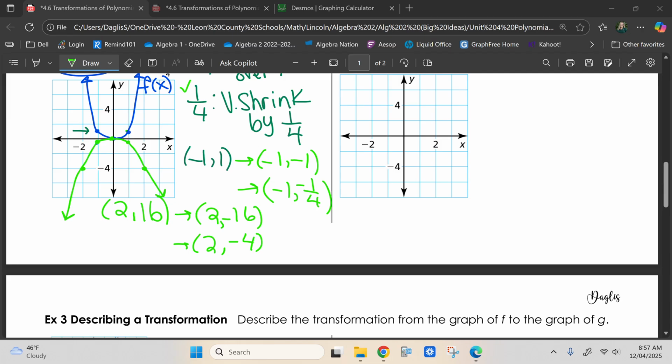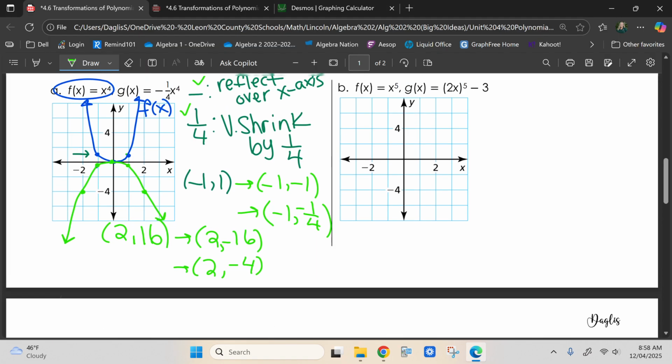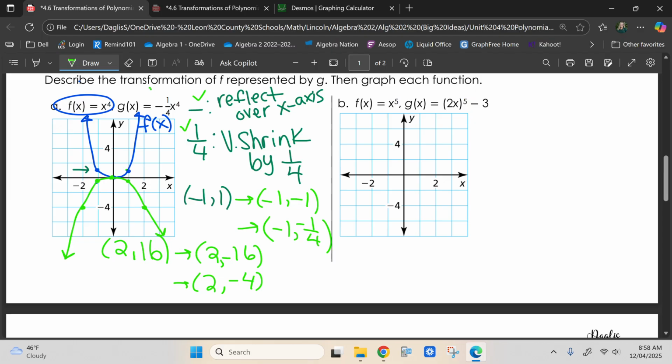Wait, so how did you get? So we started with that one. What point did we start with? So we started with the blue one over there. This one. And this became this one. It reflected over the x-axis and then got shrunk closer. And then the vertical shrink is what turned it into a negative 1/4? Yeah. Okay, that makes more sense.